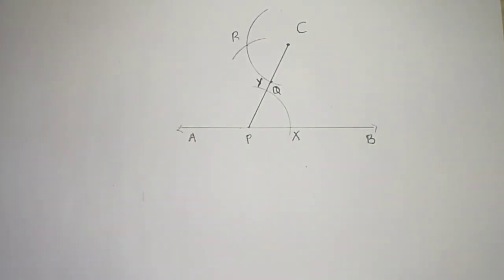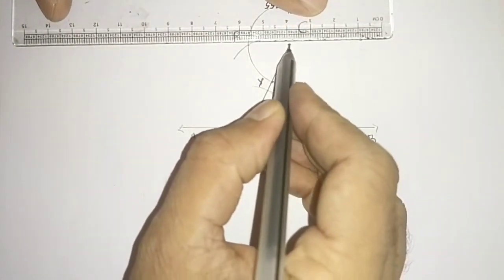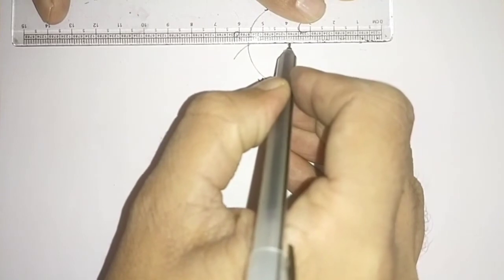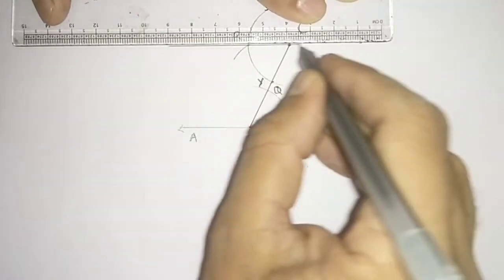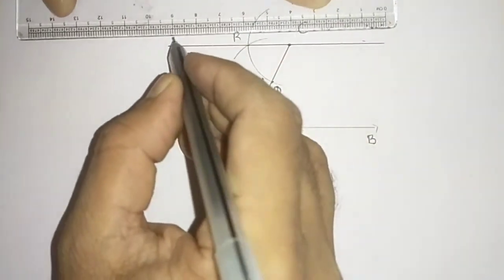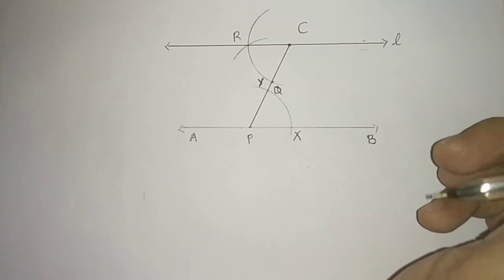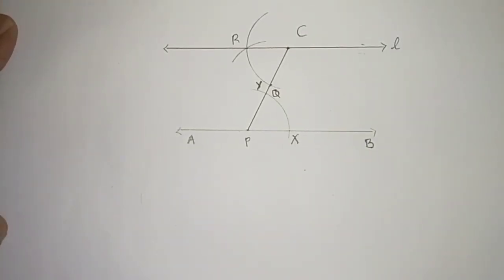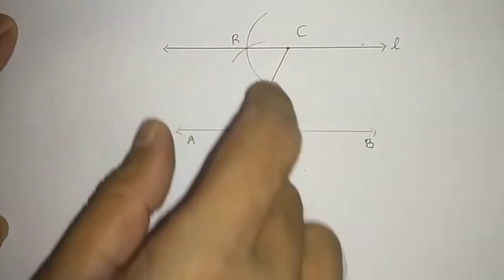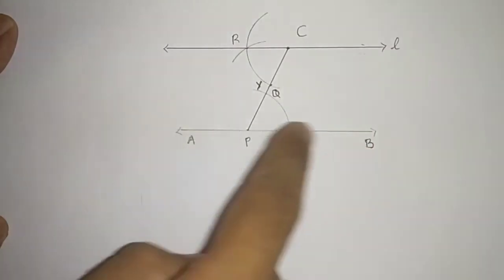Now what? Join R and C and produce it on both the sides. This is our line L. Now verification. Are both the angles the same? If both the angles are the same, then L is parallel to AB.